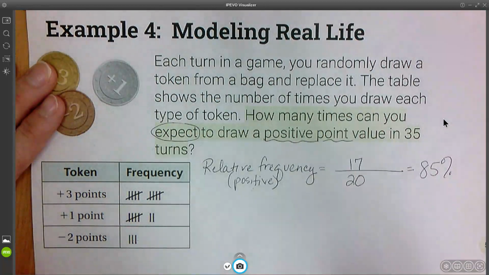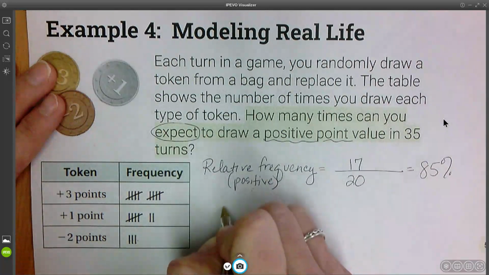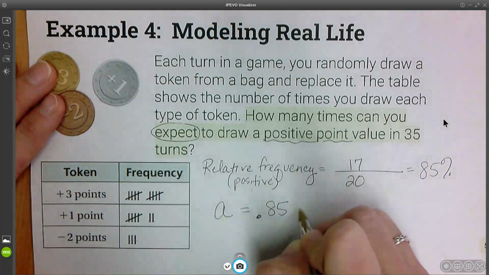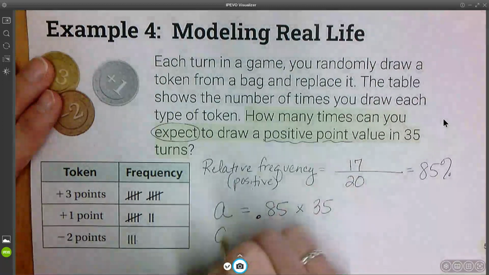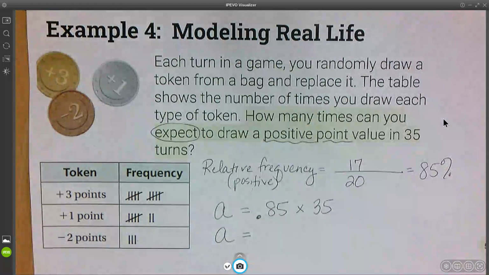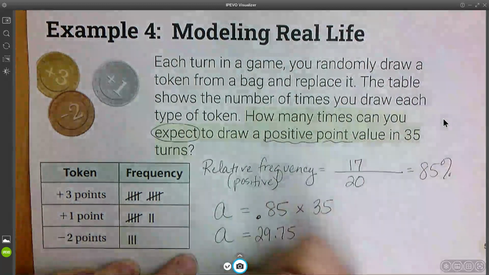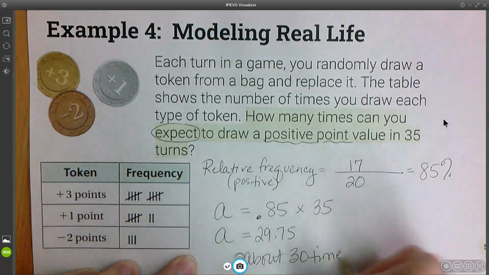Then to find out how many I might get in 35 turns, I'm going to go ahead and calculate the percent of the total number of pulls, which would be 35. And when I multiply that, I get 29.75, which I can round up to about 30 times.